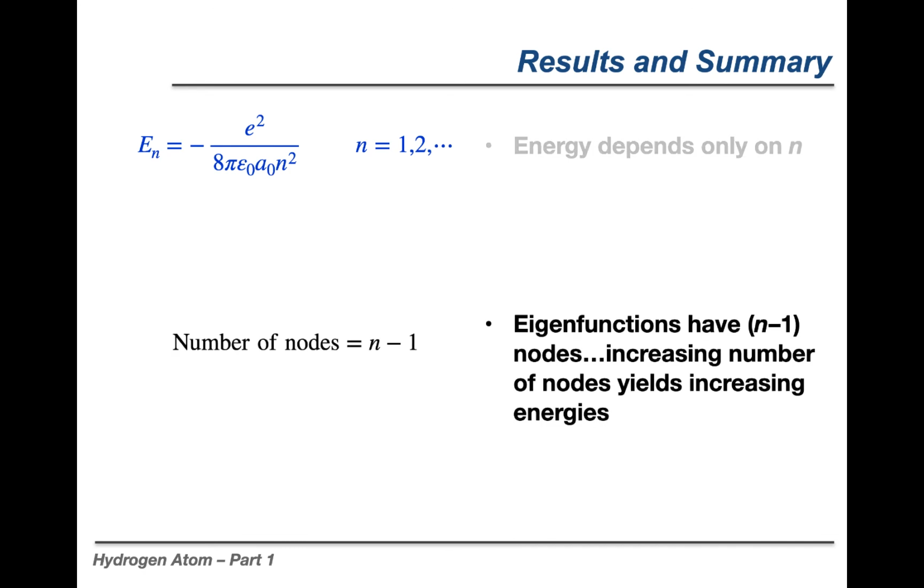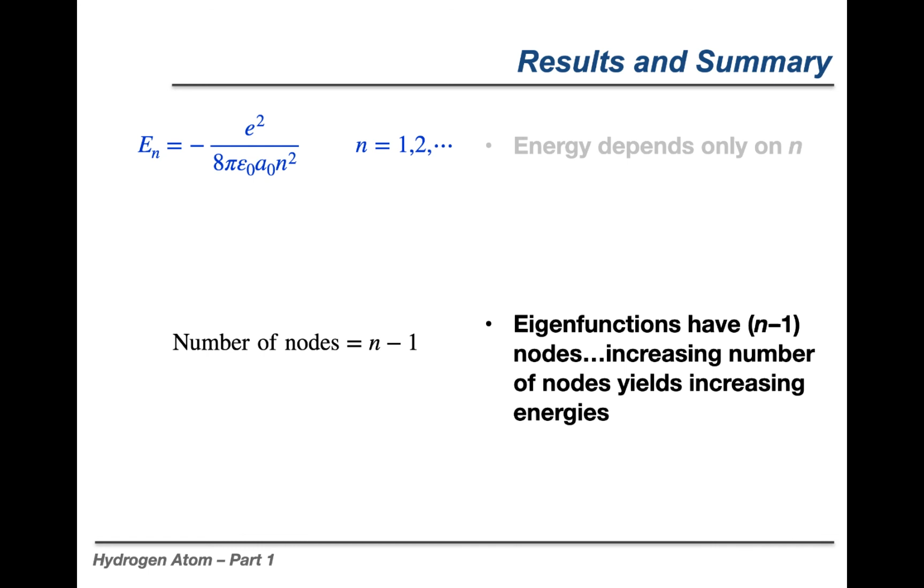Each of the solutions, again, which we'll describe in more detail later, has some number of nodes, which is always given by the principal quantum number minus 1. So a 3p orbital always has 2 nodes. A 5s has 4 nodes. A 7f has 6 nodes. And a 1s has 0 nodes.